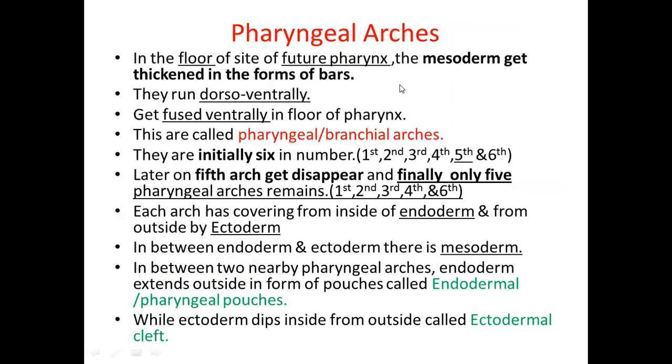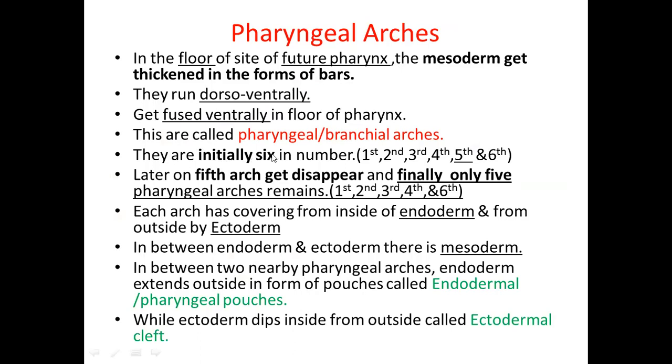Coming to today's topic, pharyngeal arches. In the floor of the site of the future pharynx, the mesoderm gets thickened in the form of bars, thickened ridges, which we call bars. They run dorso-ventrally, the direction from dorsal to ventral side. They get fused ventrally in the floor of the pharynx. These are called pharyngeal or branchial arches.